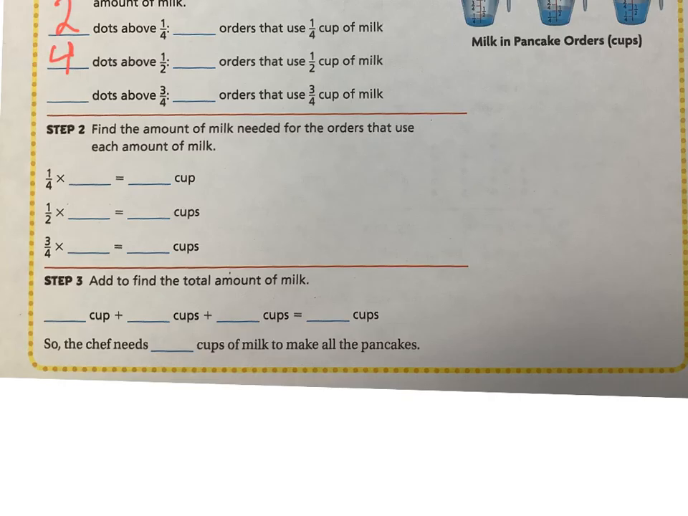4. Now we're going to go to how many dots above 3/4. 1, 2. It's pretty easy stuff. You can handle it. All right, now we're going to go over here.